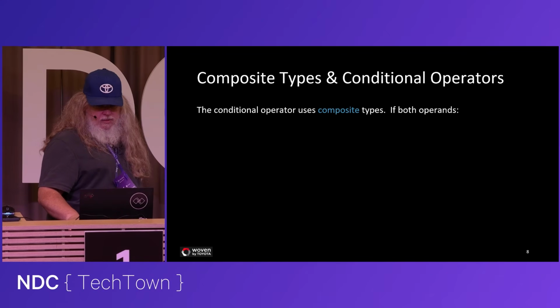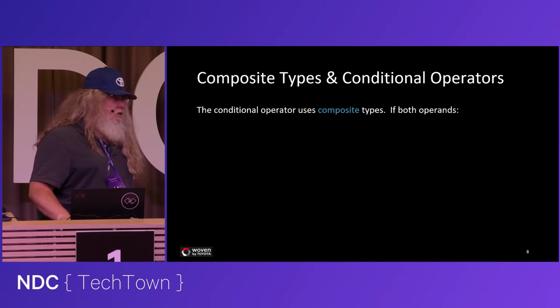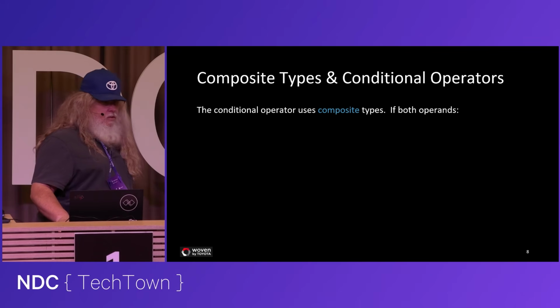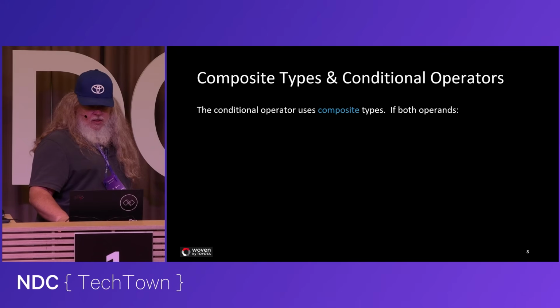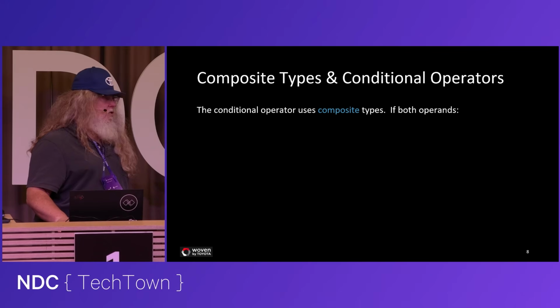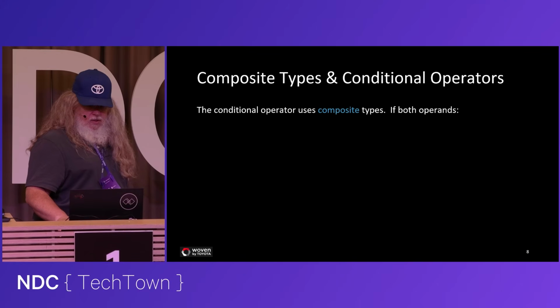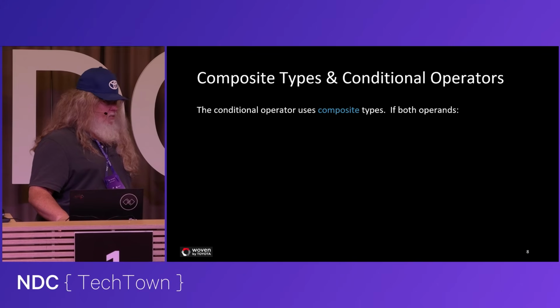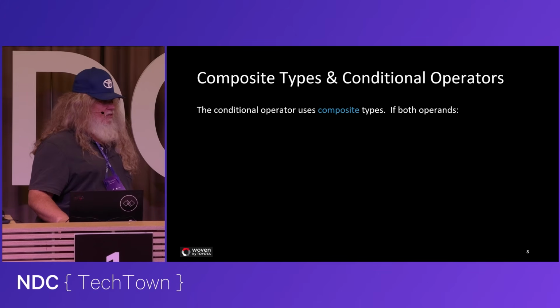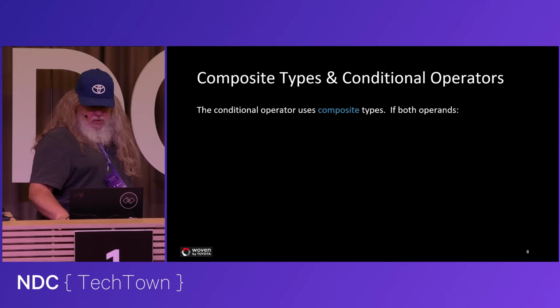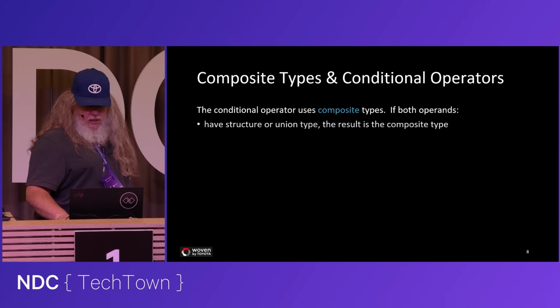So composite types are used in two places in the standard. They're used for conditional operators. A hint here is, if you don't want to understand composite types, one thing you can do is never use conditional operators. That'll eliminate half the use cases of this. So the conditional operator uses composite types.